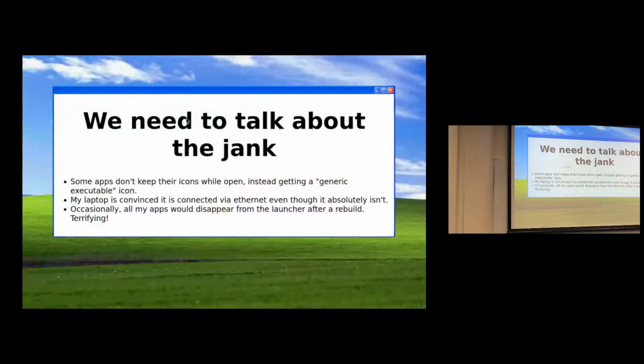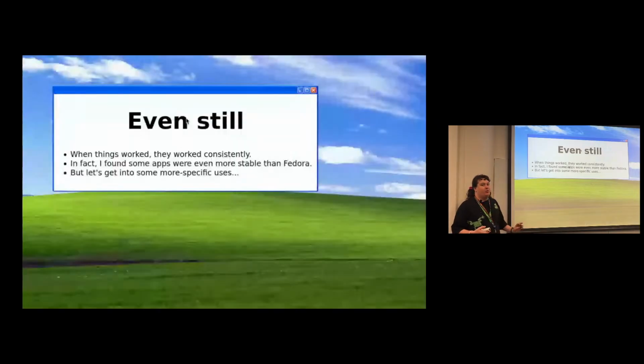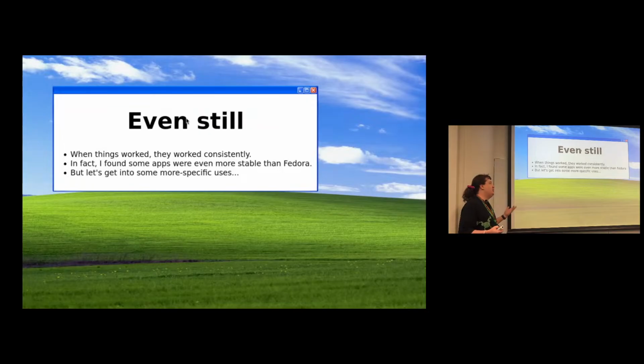And also, my laptop's currently connected to Wi-Fi, so I can't show you right now. But sometimes when it's not connected to the internet, it'll say, yeah, you've got an Ethernet connection. No, I don't. My laptop doesn't have an Ethernet port. Occasionally also, after I would do a rebuild, all of my apps would disappear from the launcher, making me think that I accidentally deleted everything. Terrifying. However, when things did work, they worked consistently. Once I got a working configuration, I never experienced a thing where something that I thought would continue to work would break. In fact, some apps were even more stable than they were on Fedora, like they would crash slightly less or they would have fewer random issues.